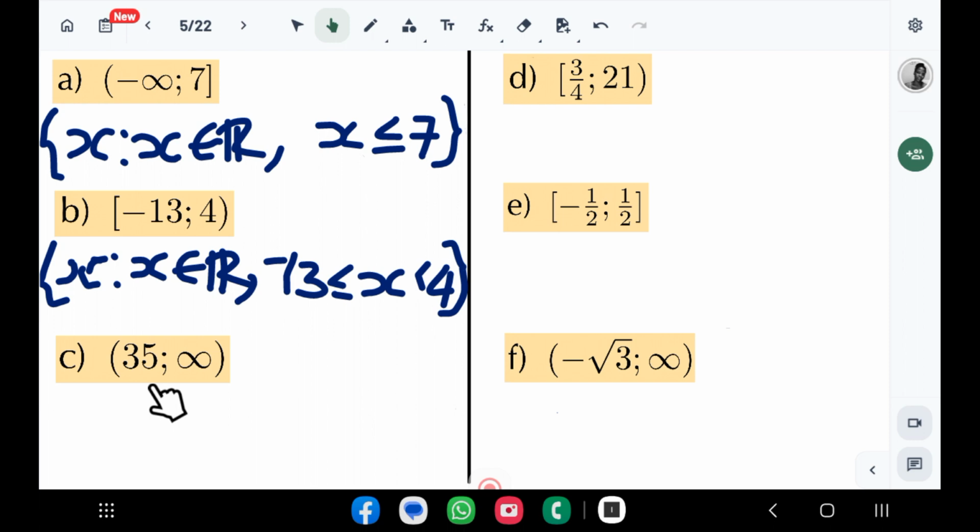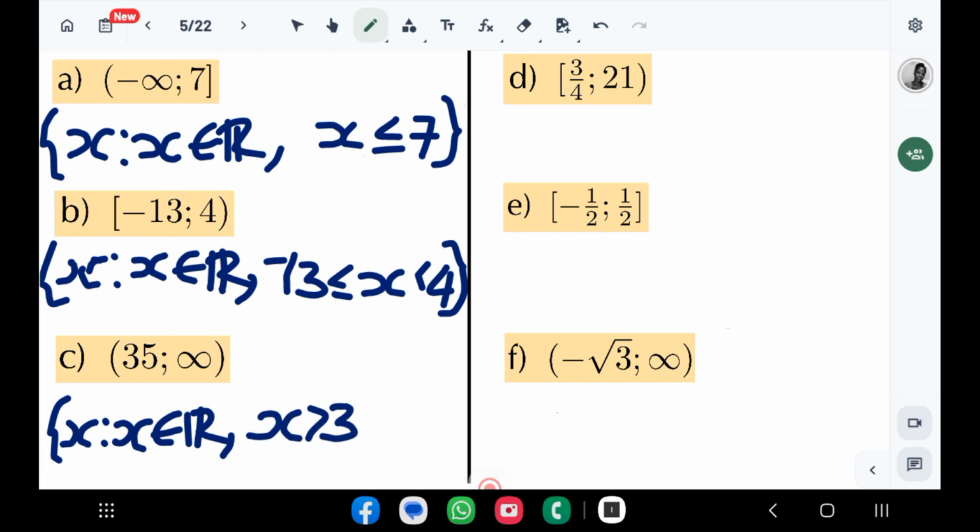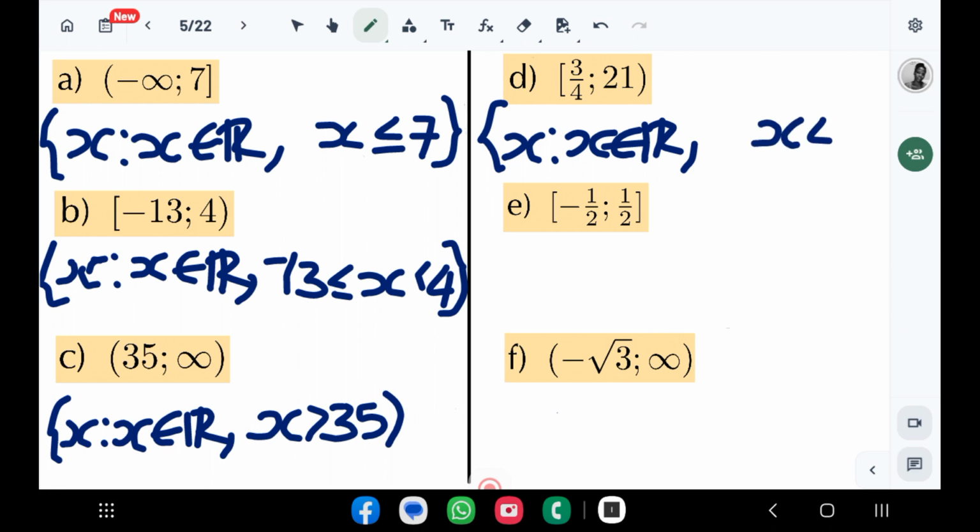These are numbers that are bigger than 35 and not including 35. So that's {x | x is an element of real numbers such that x is greater than 35}, not including 35. So your x is greater than 35. Next one. This is between 3/4 and 21, including 3/4 but not 21. So we go {x | x is an element of real numbers such that x is between 21, not including 21, and 3/4, including 3/4}.